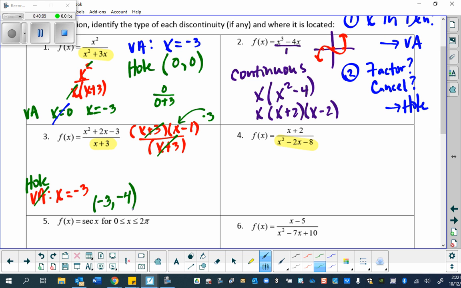This graph is going to look like x minus 1. It's going to look like a linear equation, the slope of 1 and an intercept of negative 1. But little do we know that at negative 3, 4, there's a hole. I can't trace the whole thing with my pencil. I have to skip over that hole where it's undefined.